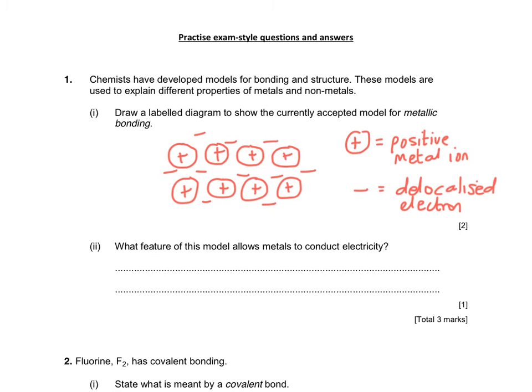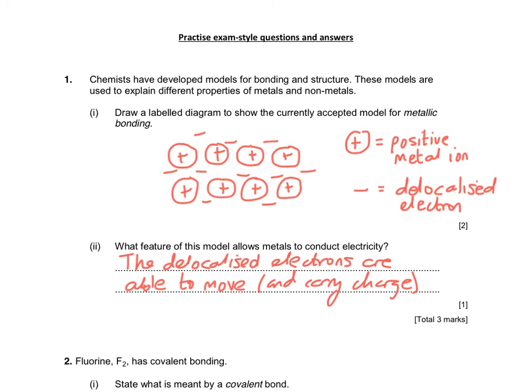So it says, what feature of this model allows metals to conduct electricity? So the conduction of electricity has to require the ability to carry charge. So the fact that the delocalised electrons can move means they can carry charge. So it's because the delocalised electrons are able to move around that this structure, this lattice, giant metallic lattices in other words, can conduct electricity.